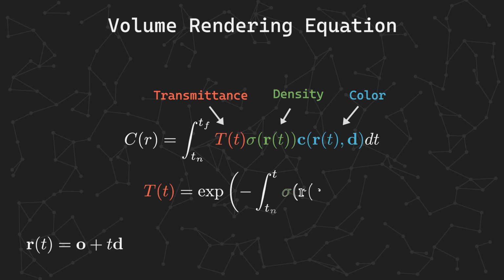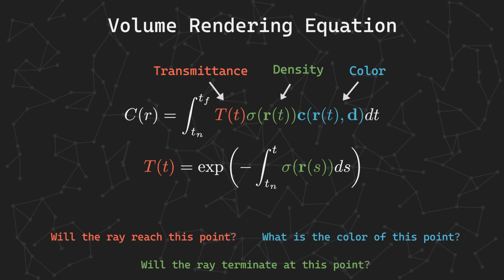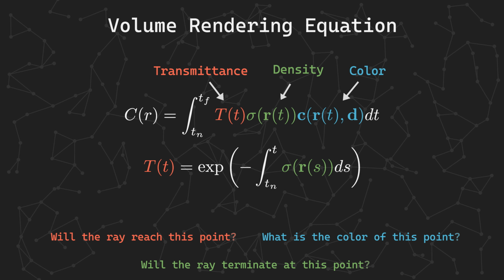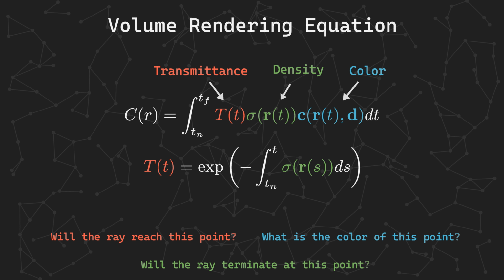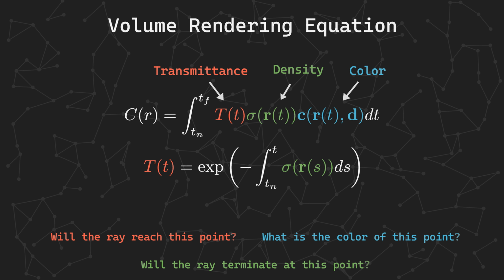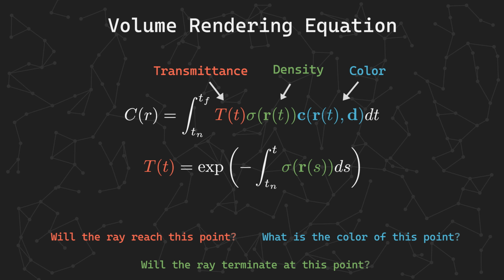Inside the integral are 3 components, and you guessed it, each component is an answer to each of our questions. The first component, T(t), is our accumulated transmittance from our near plane to a point along the ray. This is essentially the probability that our ray is able to travel to a point without being obstructed by anything else beforehand.